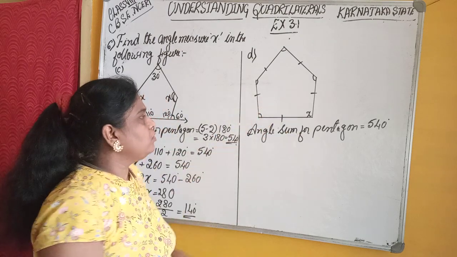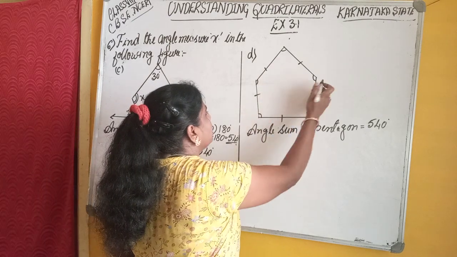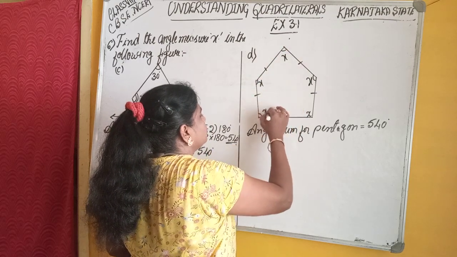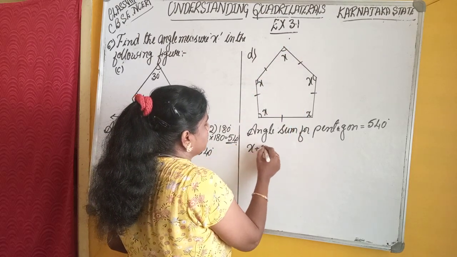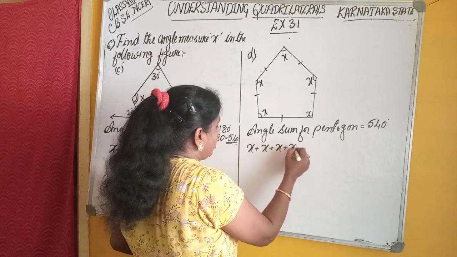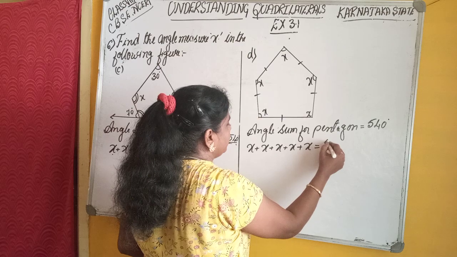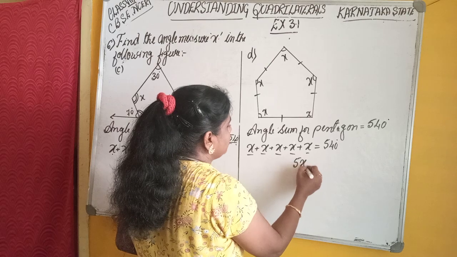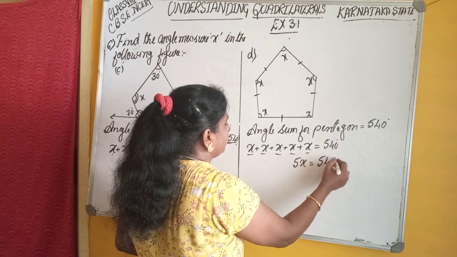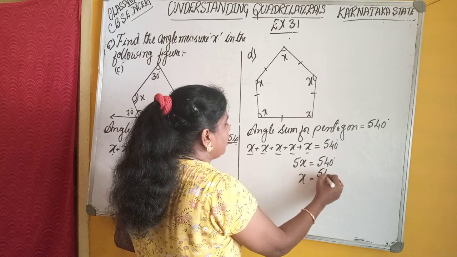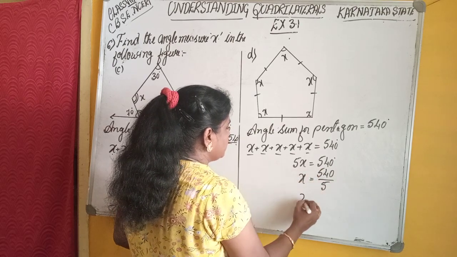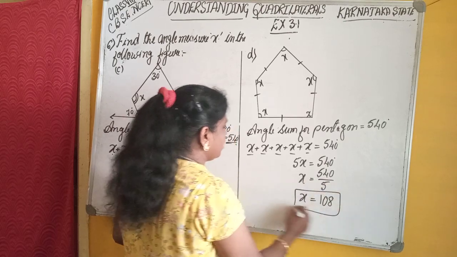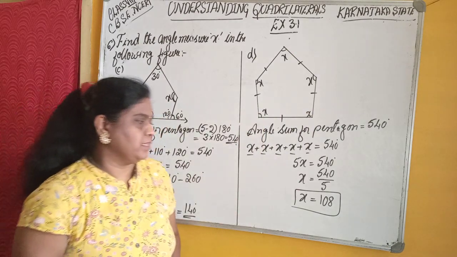Therefore, all the angles being equal means we have to take all the angles as x. One of the angles is given, that is x. We have to make all the angles equal to x. That is x plus x plus x plus x plus x is equal to 540 degrees. And here 1, 2, 3, 4, 5. 5x is equal to 540 degrees. And x is equal to 540 by 5. That is x is equal to 108 degrees.